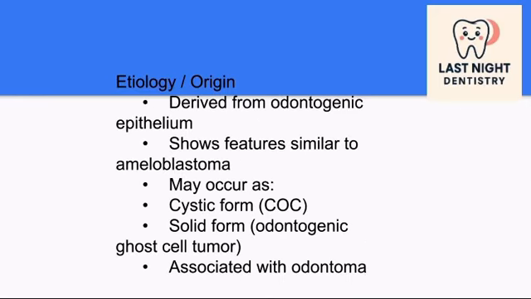Now, moving forward to the etiology or origin. COC, also known as calcifying odontogenic cyst, arises from odontogenic epithelium. It shares histologic features with ameloblastoma. This is important. It may present as a cystic form, which we call COC, or a solid form called odontogenic ghost cell tumor. This is the point to remember here. Sometimes it is associated with an odontoma. The change in classification is often tested in exams, so you have to remember this.